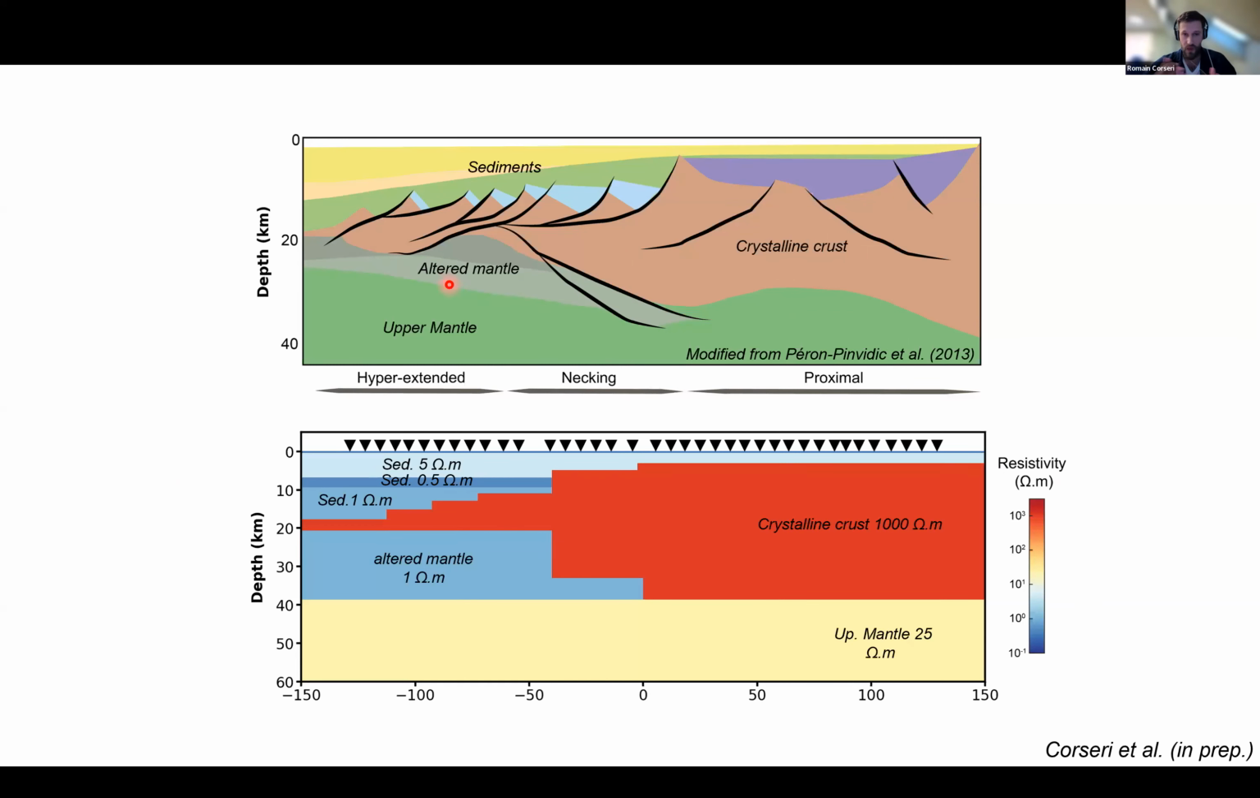So what can magnetotelluric inversion do here? How can it reconstruct the crystalline crust, for example, or probe the resistivity of the altered mantle or the upper mantle? That's what this synthetic work is made for, to help the interpretation of the resistivity structure in the real data inversion.